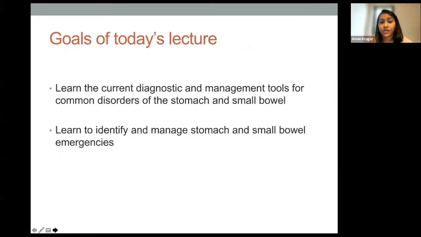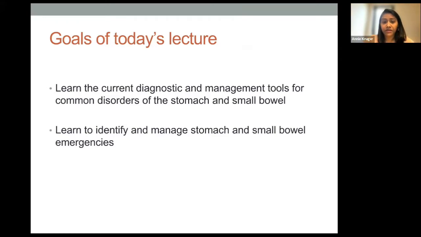So we're going to learn some diagnostic and management tools for very common disorders of the stomach and small bowel. Last year, or 2 years ago now, when I gave this lecture, I think I just put too much in here, and it's still probably going to be a little too much, but I'll try to go through it a little more systematically. I did take out a few things, so hopefully it'll be a little shorter.